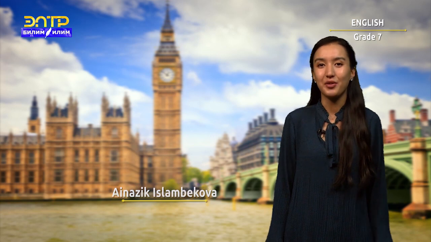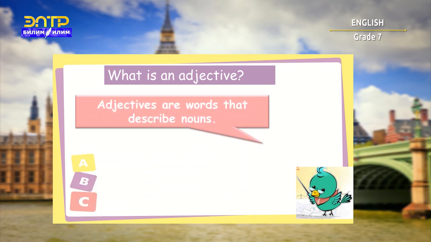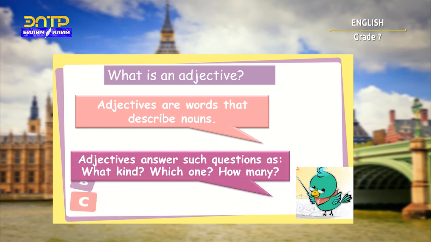I hope you guys are ready for our lesson. And today we're going to talk about degrees of adjectives. Let's go! And now, let me ask you a question. What is an adjective? Adjectives are words that describe nouns. Adjectives answer such questions as what kind, which one, how many.